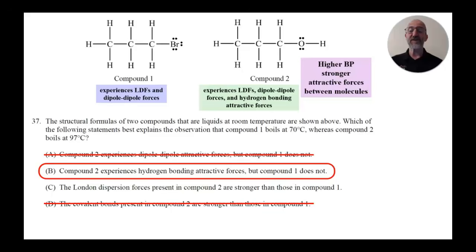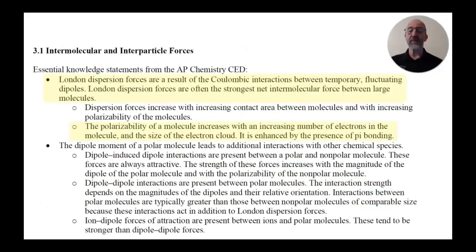But some of you watching this video might wonder, why is choice C incorrect? It says the London dispersion forces present in compound 2 are stronger than those in compound 1. Well, with London dispersion forces, the polarizability of molecules increases with an increasing number of electrons and the size of the electron cloud.